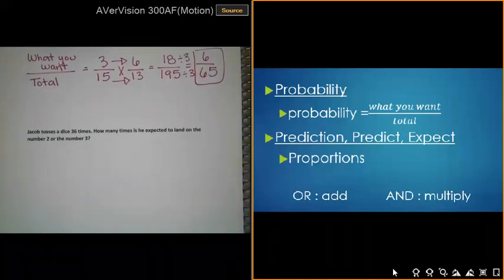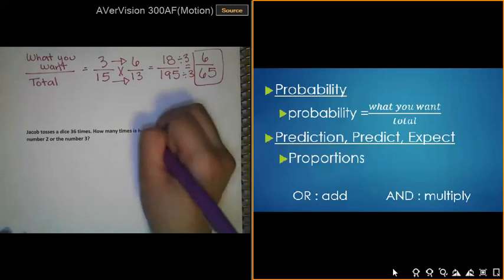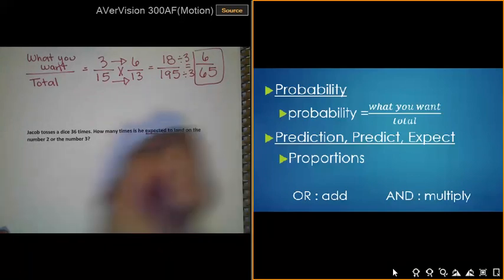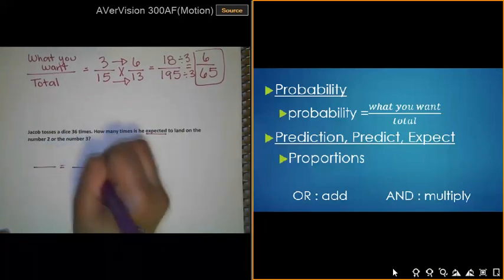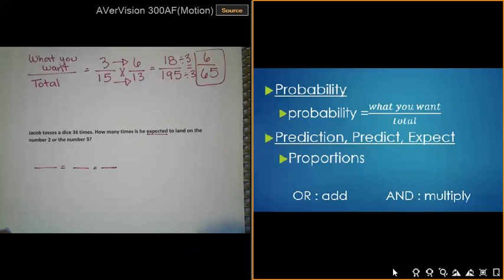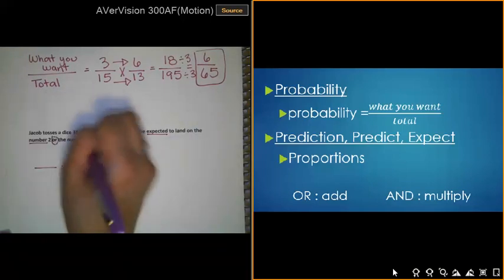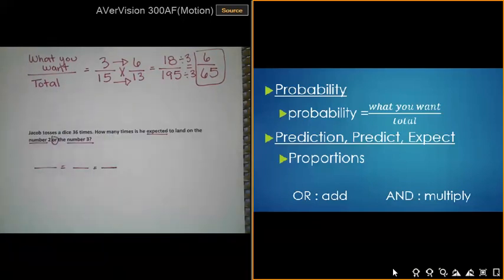On our last example, Jacob tosses a dice 36 times. How many times is he expected to land on the number 2 or the number 3? An important word here is going to be expected. Remember, expected means that we're going to be using proportions. Now, another word I see here is or. So I need to first figure out the probability of getting the number 2 or the number 3.